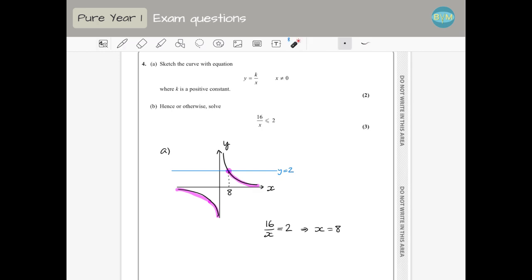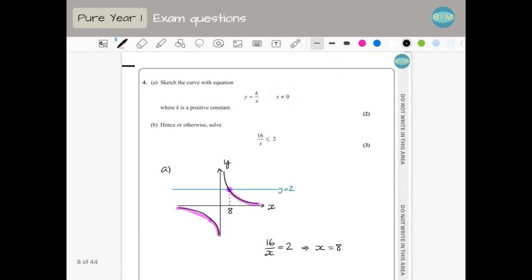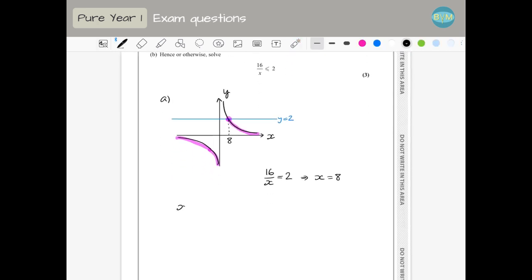So my graph is going to be below the 2 when x is 8 or more than 8, or when x is smaller than 0, because when x is smaller than 0, again, this is below the line. It cannot be 0, because for 0 my reciprocal graph is never defined. And they remind you here. So what is the answer? It is x greater or equal than 8, or x smaller than 0, and it cannot be 0 because for 0 it is not defined.